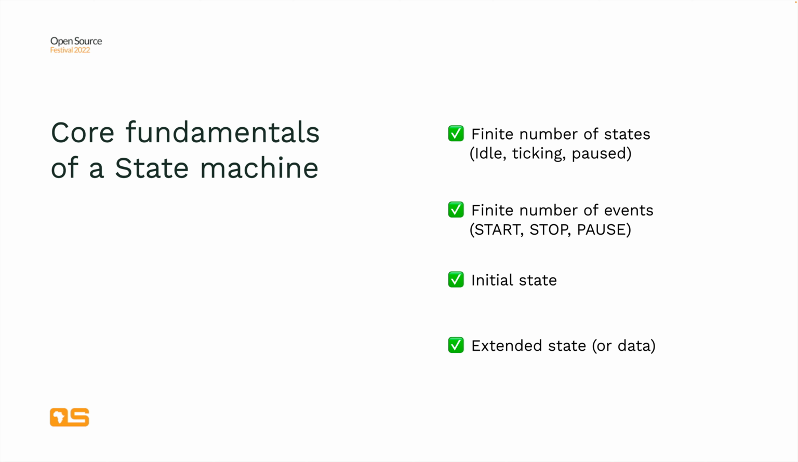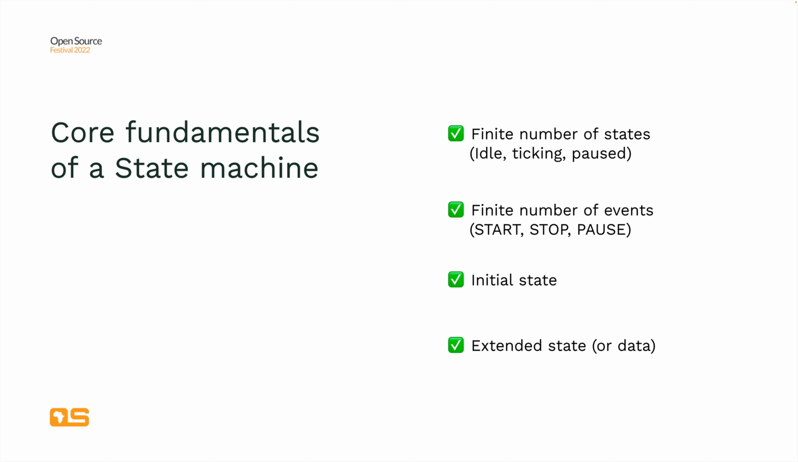The next thing is there must be an initial state. As we described earlier, there's the idle state, the ticking state, and the pause state. So we have to pick an initial state for the machine to start in. And let's just assume for the sake of this example, it's going to be the idle state, which happens when you just launch the app itself.